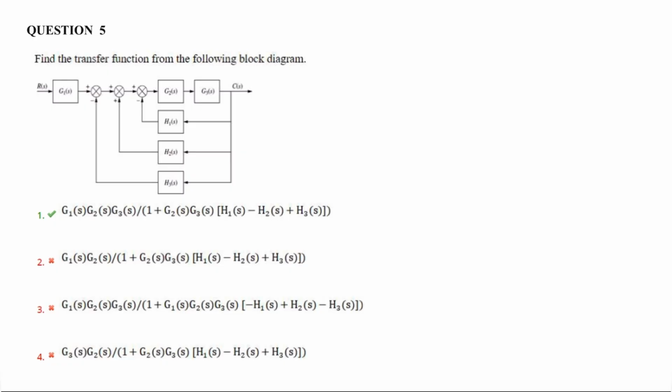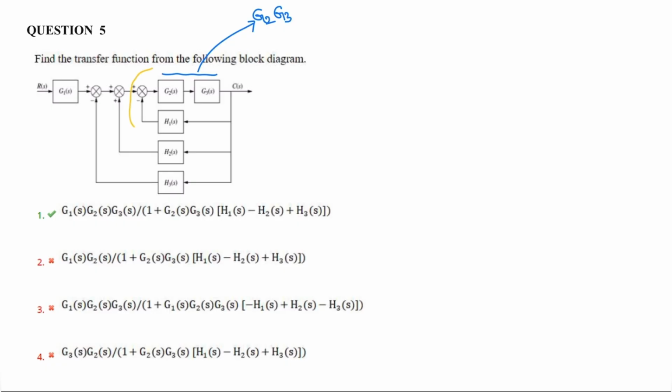Next question. Find the transfer function for the following block diagram. Here multiple negative feedback loops are given. So initially we'll start solving this question from the inner loop. G2 of S and G3 of S, these two blocks are in series. So the equivalent value is G2 of S into G3 of S. When two blocks are connected in series, the equivalent gain is the product of their individual gains.